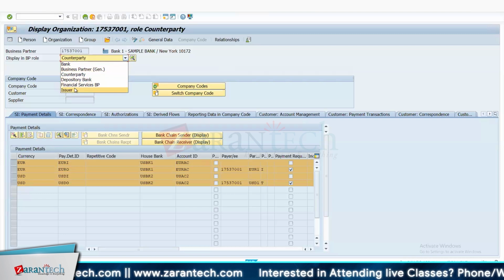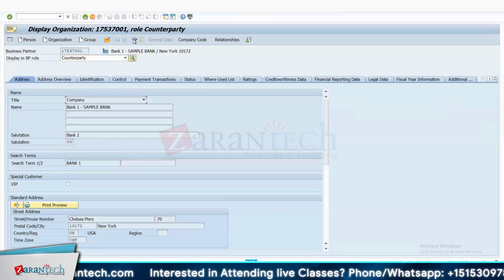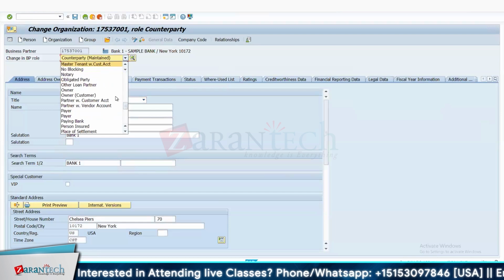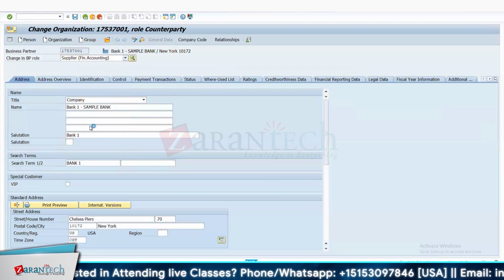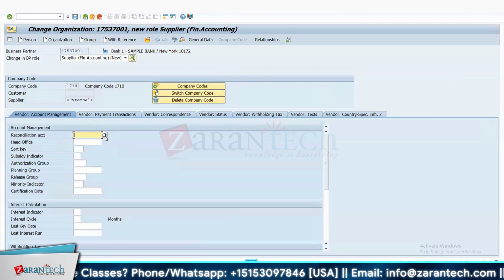Let's say you want to extend this to a vendor also. So you can do that. You can simply come to the general data, edit this, and put supplier. Supplier financial accounting, you can select this. You will go to the company code data for the supplier financial accounting. You have to maintain the reconciliation account.